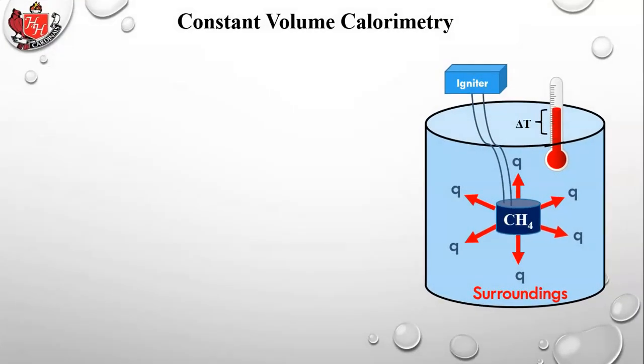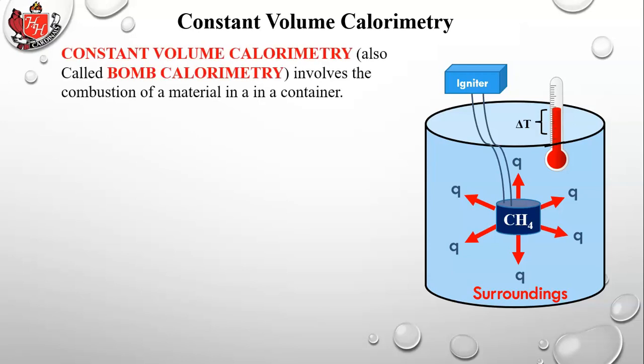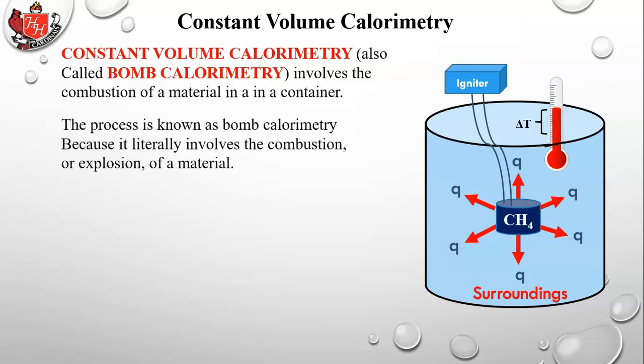Now let's talk briefly, I'm not going to do a whole problem, but this is constant volume calorimetry, or bomb calorimetry. Constant volume calorimetry, also called bomb calorimetry, involves the combustion of a material in a container. The process is known as bomb calorimetry because it literally involves the combustion or explosion of a material. As I say, you could be burning a food product, or lighting gasoline on fire or some kind of combustible hydrocarbon that literally will explode. So that's why it's called bomb calorimetry.